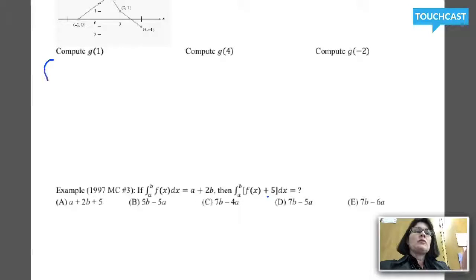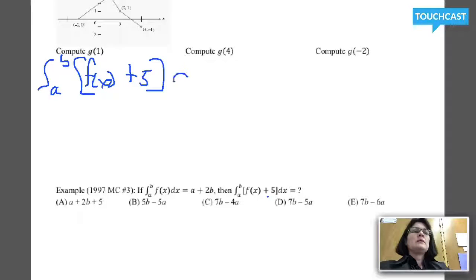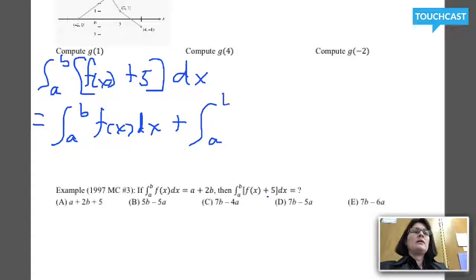So the integral from a to b of f of x plus 5 dx equals the integral from a to b of f of x dx plus the integral from a to b of 5. I already know the integral from a to b of f of x dx. It is, whoosh, a plus 2b.